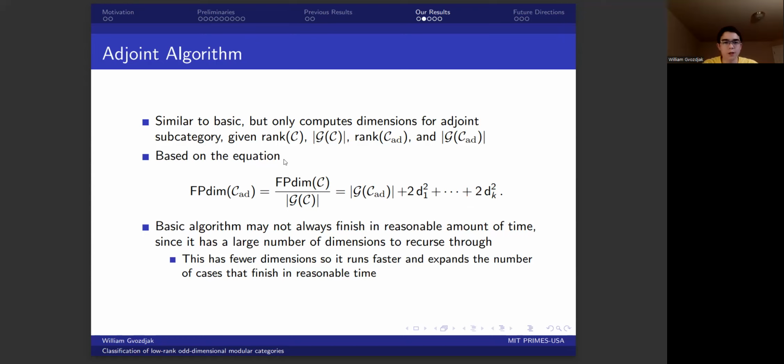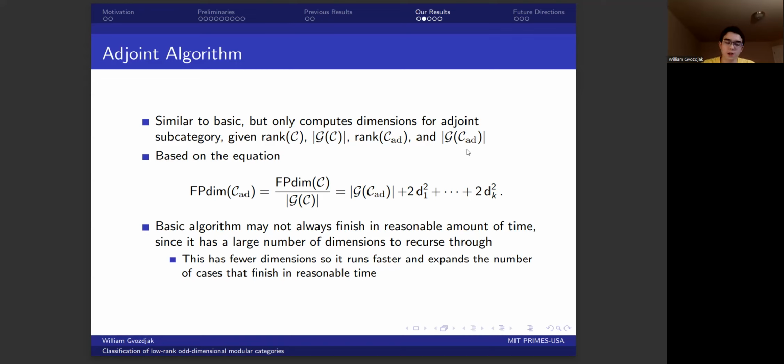So to kickstart this algorithm, in addition to the rank and the number of invertibles in C, we also had to provide the rank of the adjoint component in the universal grading and the number of invertible objects in that adjoint component. So yeah, as I said, the basic algorithm may not always finish in a reasonable amount of time, but the adjoint algorithm has fewer dimensions to run, so this expands the number of cases that finish in a reasonable amount of time. And the adjoint algorithm, obviously, if it does finish, provides us with a little bit less information than the basic algorithm would, because it does output fewer dimensions. But oftentimes, this number of dimensions was still sufficient to actually discard the case.